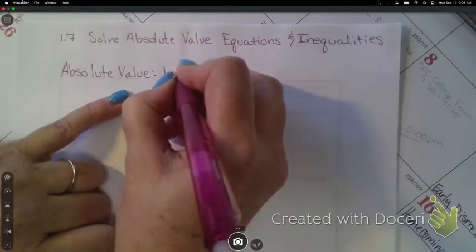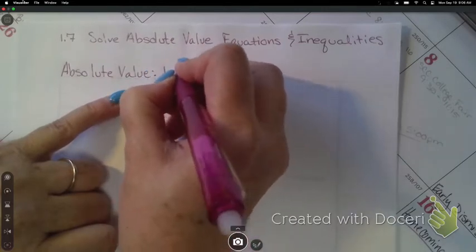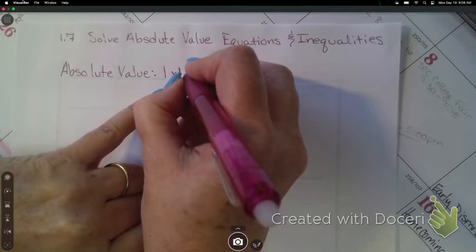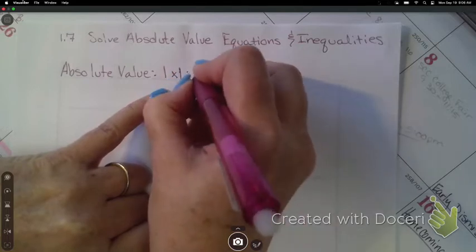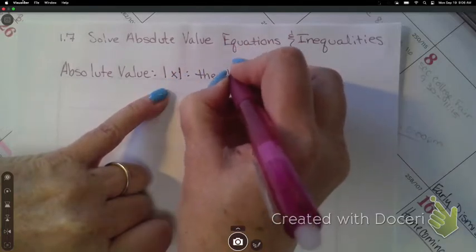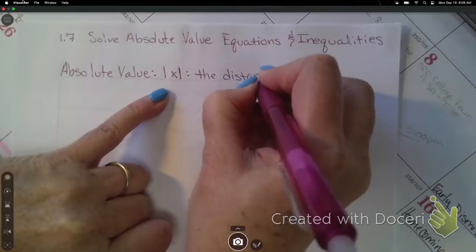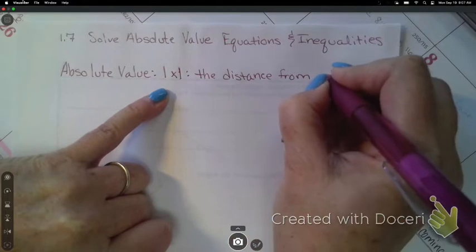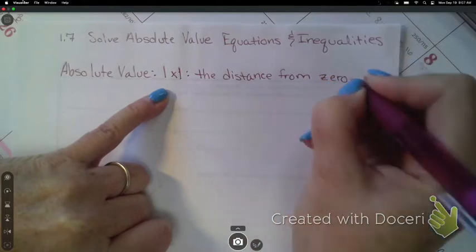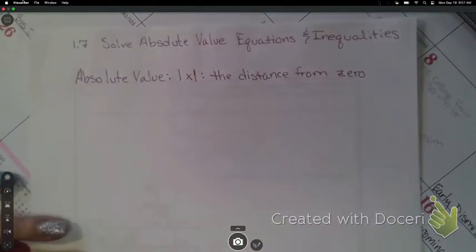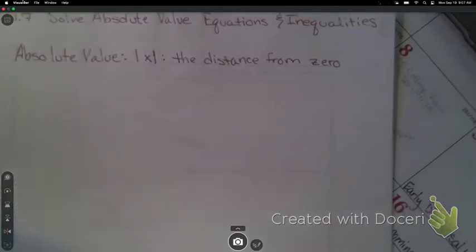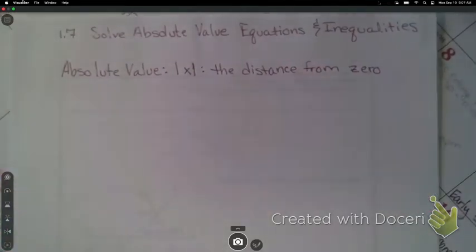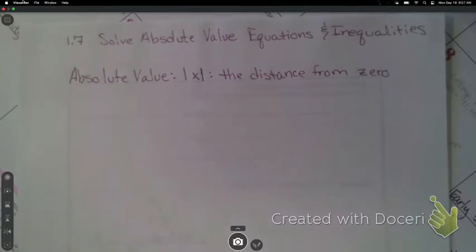I'm just going to put an X. These lines are the absolute values. It means the distance from 0. Okay, is distance ever negative? No. So that's why the absolute value is always positive.